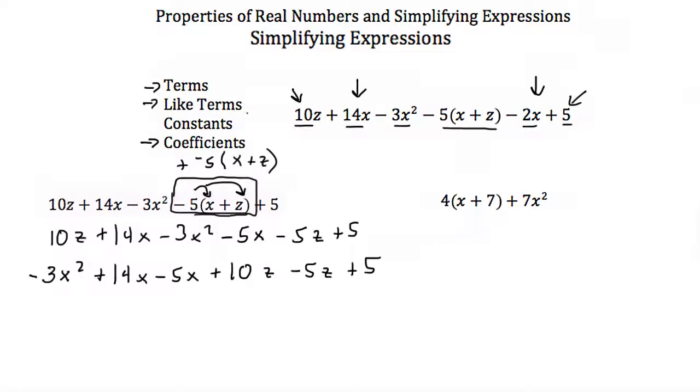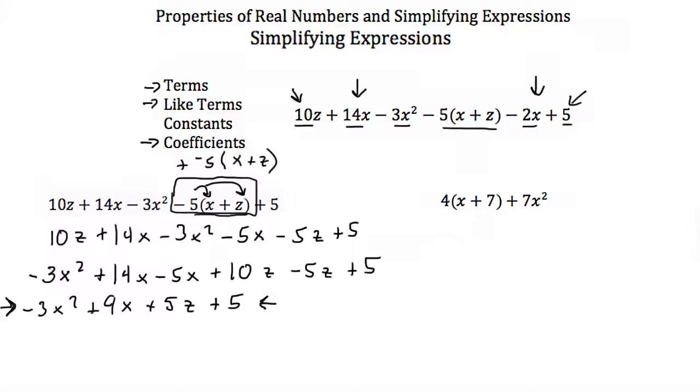Now that we've written this with our like terms together, you can add the coefficients of the like terms. So this would be negative 3x squared, and then 14 minus 5 would be a plus 9x, and then 10z minus 5z would be a positive 5z, and then plus 5. Now we can't combine any more like terms, so this is our simplified expression.